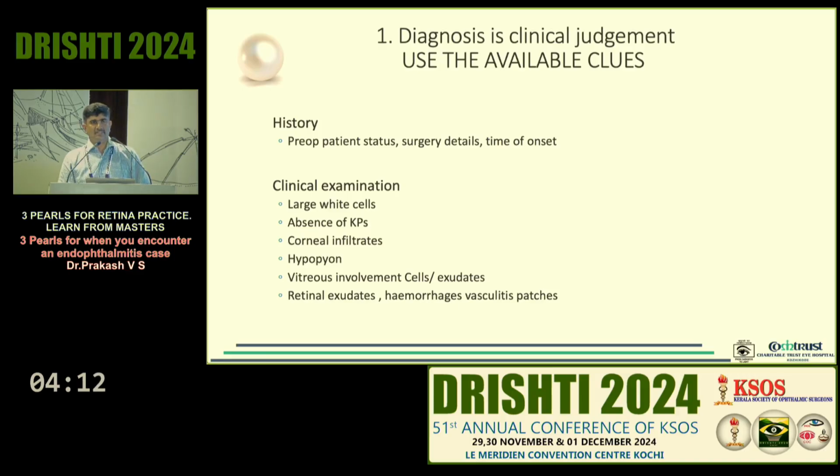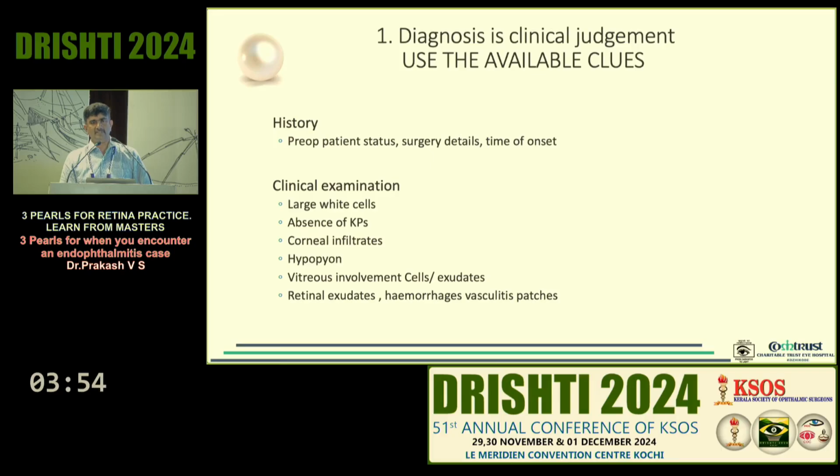As well as clinical clues will be there, like if you see in the anterior chamber large white cells, and absence of keratic precipitates. Whenever KP is present, it could be a pre-existing uveitis that could be worsened. Presence of corneal infiltrates, vitreous exudates, as well as if you have fundus view and you see retinal exudates, hemorrhages or vasculitis, then it's almost always endophthalmitis.